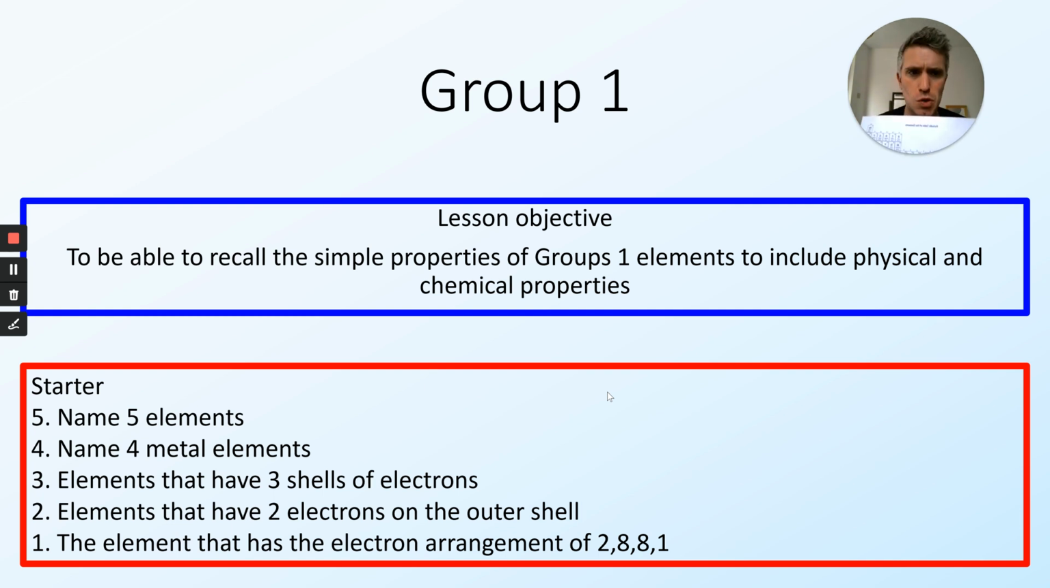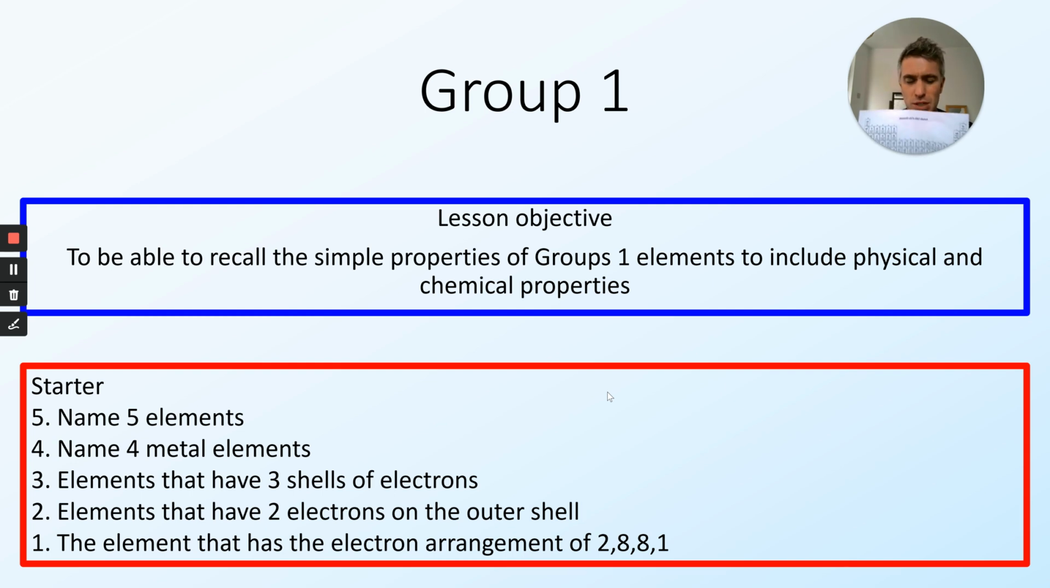Elements that have 2 electrons in the outer shell. If you remember, the number of the group tells you how many electrons they have in their outer shell. So group 1 has 1 electron in the outer shell. Group 2 has 2 electrons in the outer shell. So if you picked any element, beryllium, magnesium, calcium, strontium, anything from group 2, you would have had the correct answer. And let's do the last one.